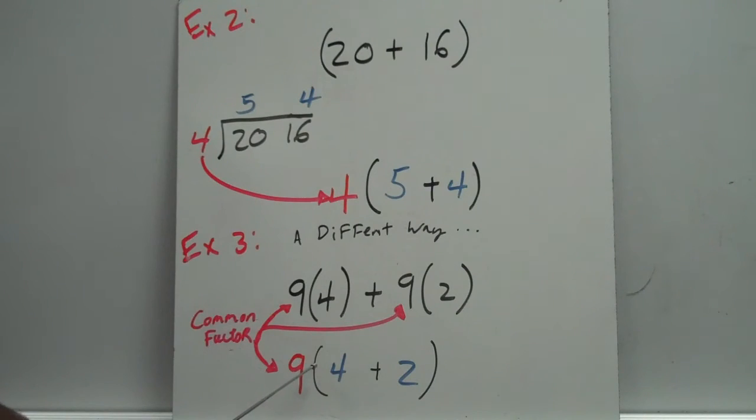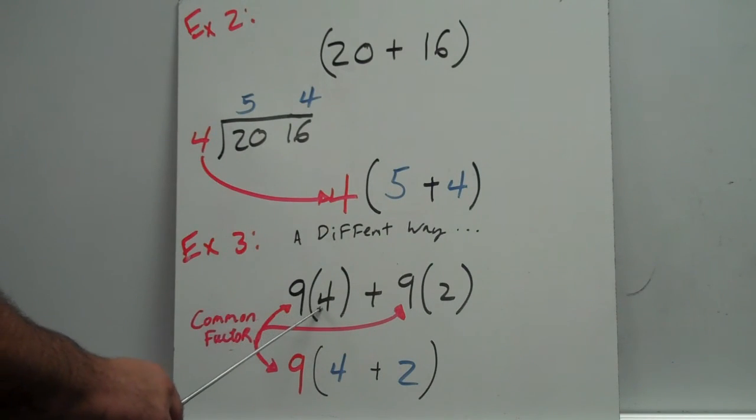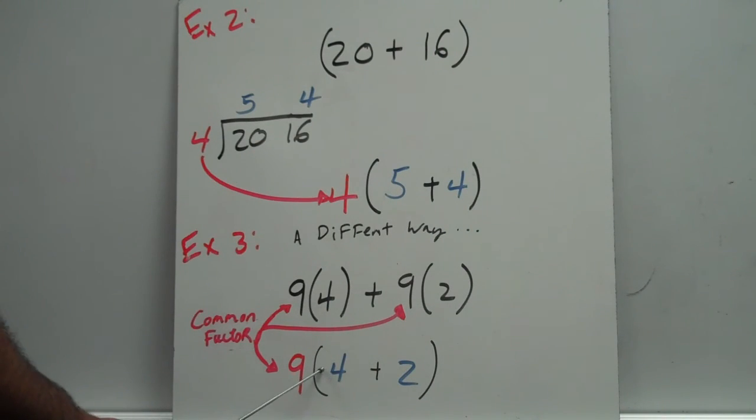Remember, there's no addition or subtraction symbol in between the 9 and the parentheses, so we're going to be multiplying. And then we take the 4 and the 2 that we were multiplying the 9 by, we're going to put them inside the parentheses here. Okay, so that's just another way to look at it.